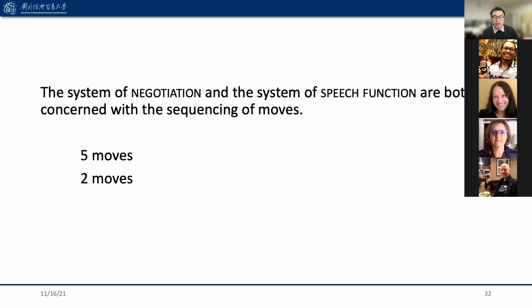The problem here is that the system of negotiation and the system of speech function are both concerned with the sequencing of moves. So they're concerned with similar things. The difference is that the move system, the negotiation system, deals with up to 5 moves, the ones we just looked at, but the speech function only deals with 2 moves.